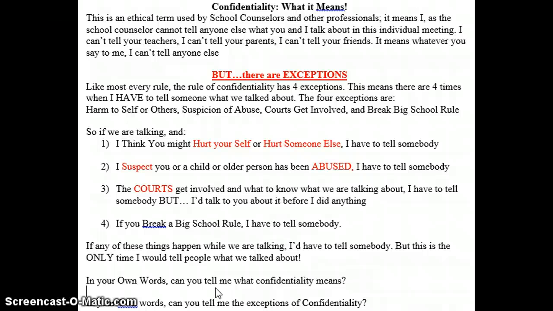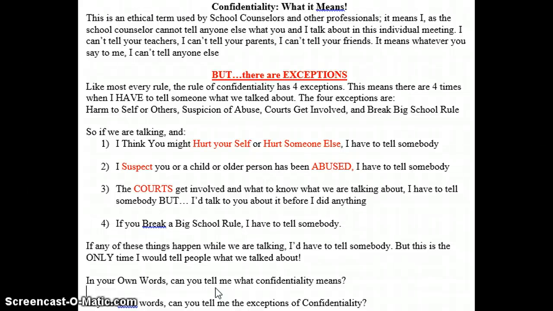So with confidentiality, there are 4 exceptions to confidentiality, okay? The first exception is that if the student is talking with you and you think that that student might hurt themselves or hurt someone else, that's a time when you have to tell somebody, okay? Another time is if you suspect that the child you are working with or another child or an elderly person has been or is being abused, you have to tell somebody, okay? And it's important that you say if you suspect abuse, okay?